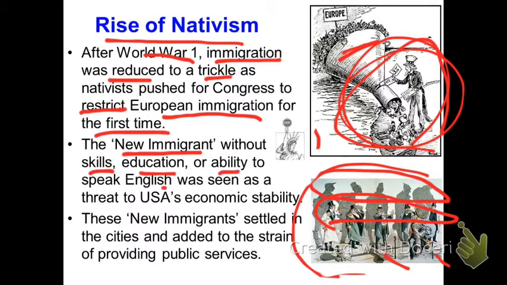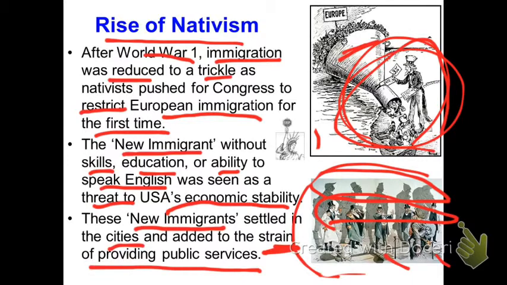The new immigrant, and these are people from Eastern and Southern Europe, the new immigrant who had really no skills or education or ability to speak English, these were seen as a threat to America's economic stability because it felt that they would come in and become a drain on the economy. These new immigrants settled in the cities. Again, these new immigrants, and we've discussed this previously, settled in the cities and added to the strain of providing public services.